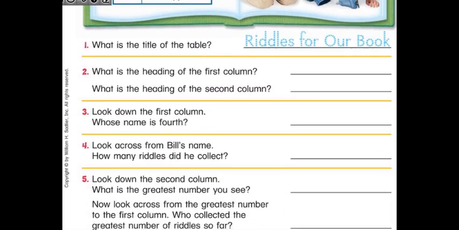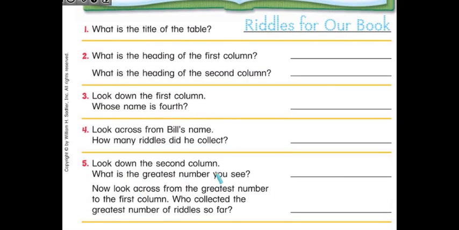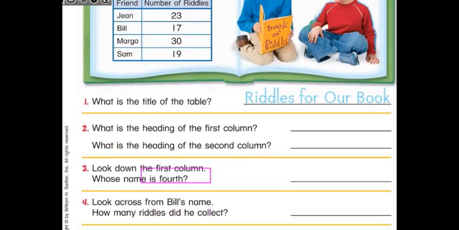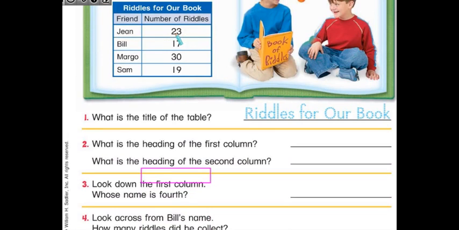The next one is: look down the second column. What is the greatest number you see? Look down the second column. What is the greatest number? Okay, now let's check. The numbers we have are 23, 17, 30, 19. So how do I know which one is the greatest number?